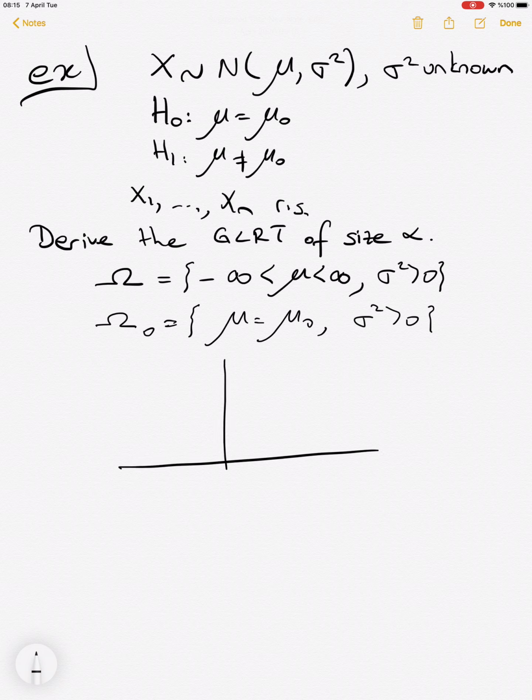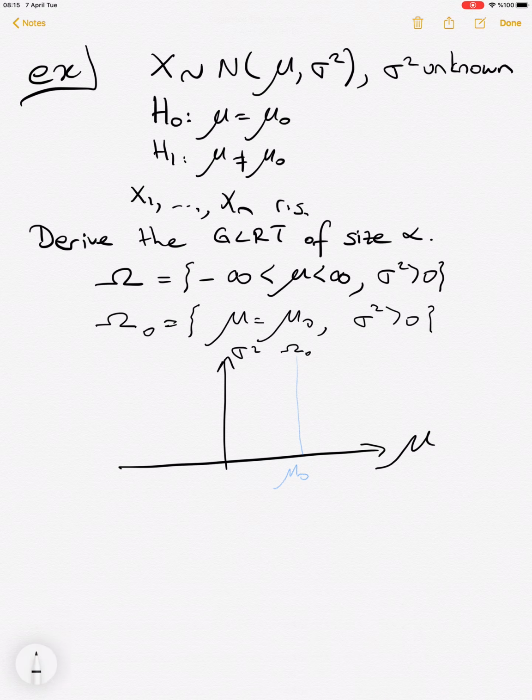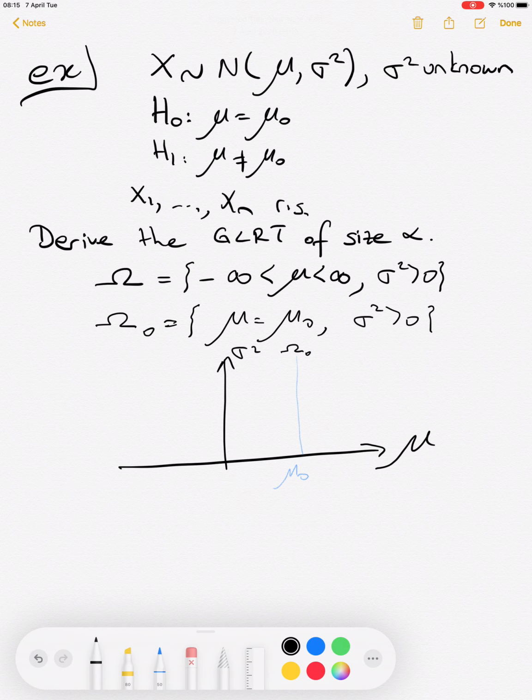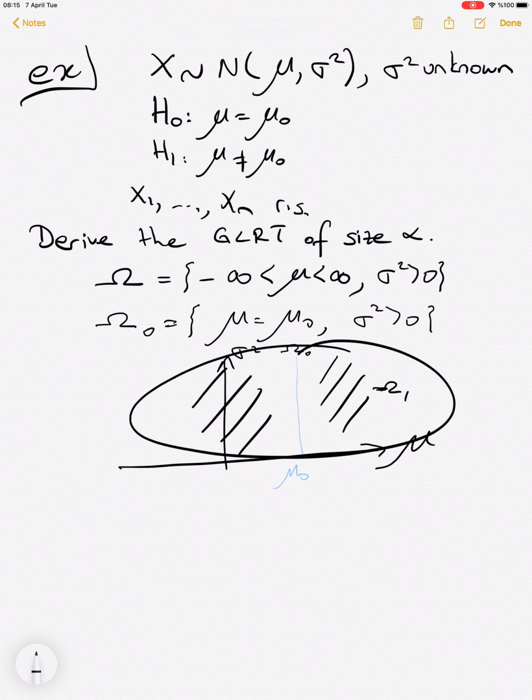Okay, so if you draw the region that we have in terms of mu and sigma square, then let's say this is our mu 0, and this point will be our omega 0, and this part will be our omega 1, and the whole space, in terms of sigma square, we have to consider all positive sigma squares.